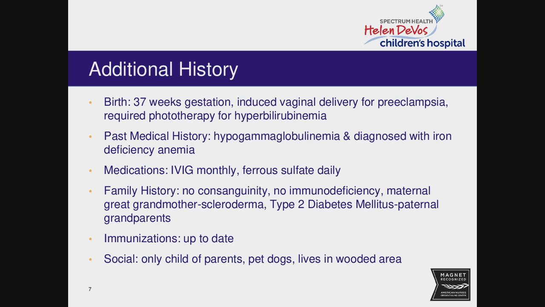His family history was not significant for consanguinity or immunodeficiencies. His maternal great-grandmother was noted to have scleroderma, and there was type 2 diabetes on the paternal grandparent side. His immunizations were up to date, and he is the only child of his parents, has some pet dogs, and again lived in a wooded area.